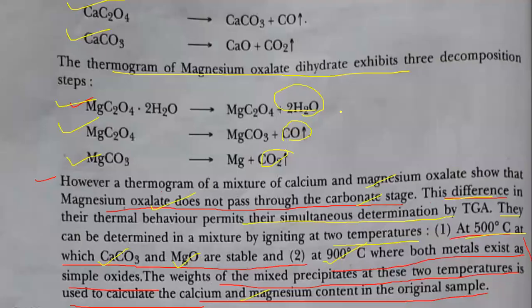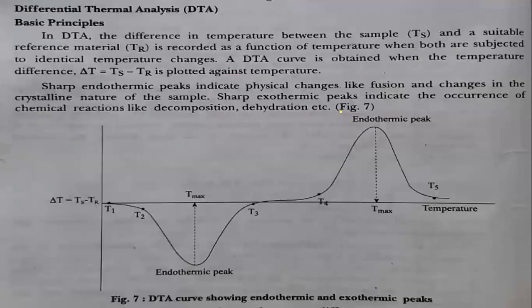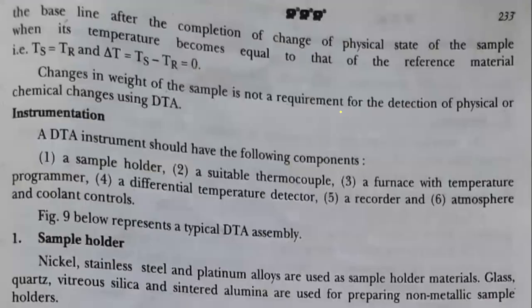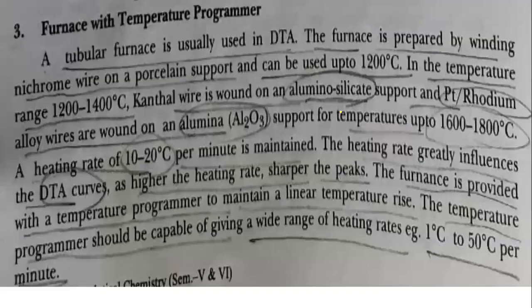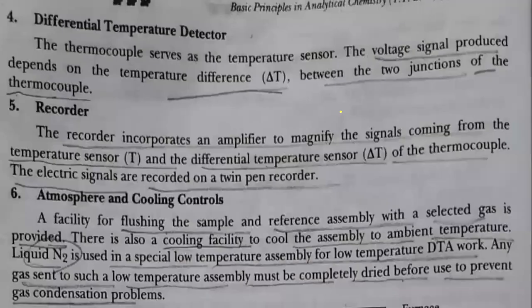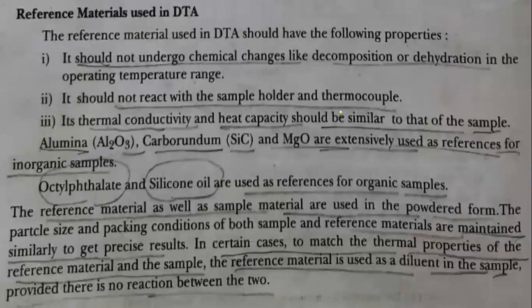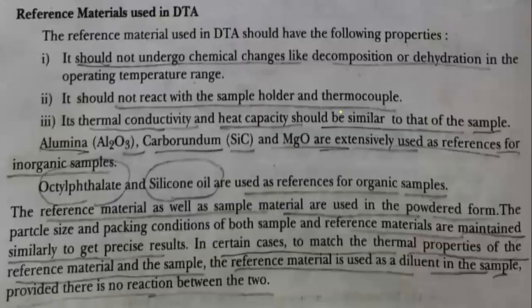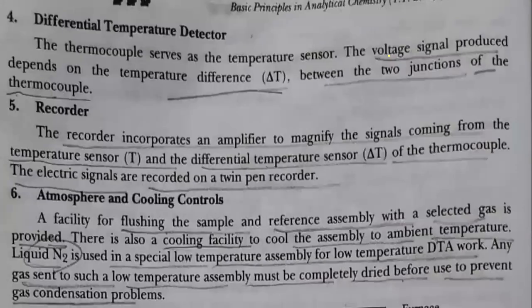In the next lecture, we will continue with DTA analysis, that is, differential thermal analysis. The basic principle is there, then instrumentation: here is the thermocouple, the furnace, and different components. The diagram is there, then the reference material used. After that, the applications of that technique are there. So I will continue that part in the next lecture.